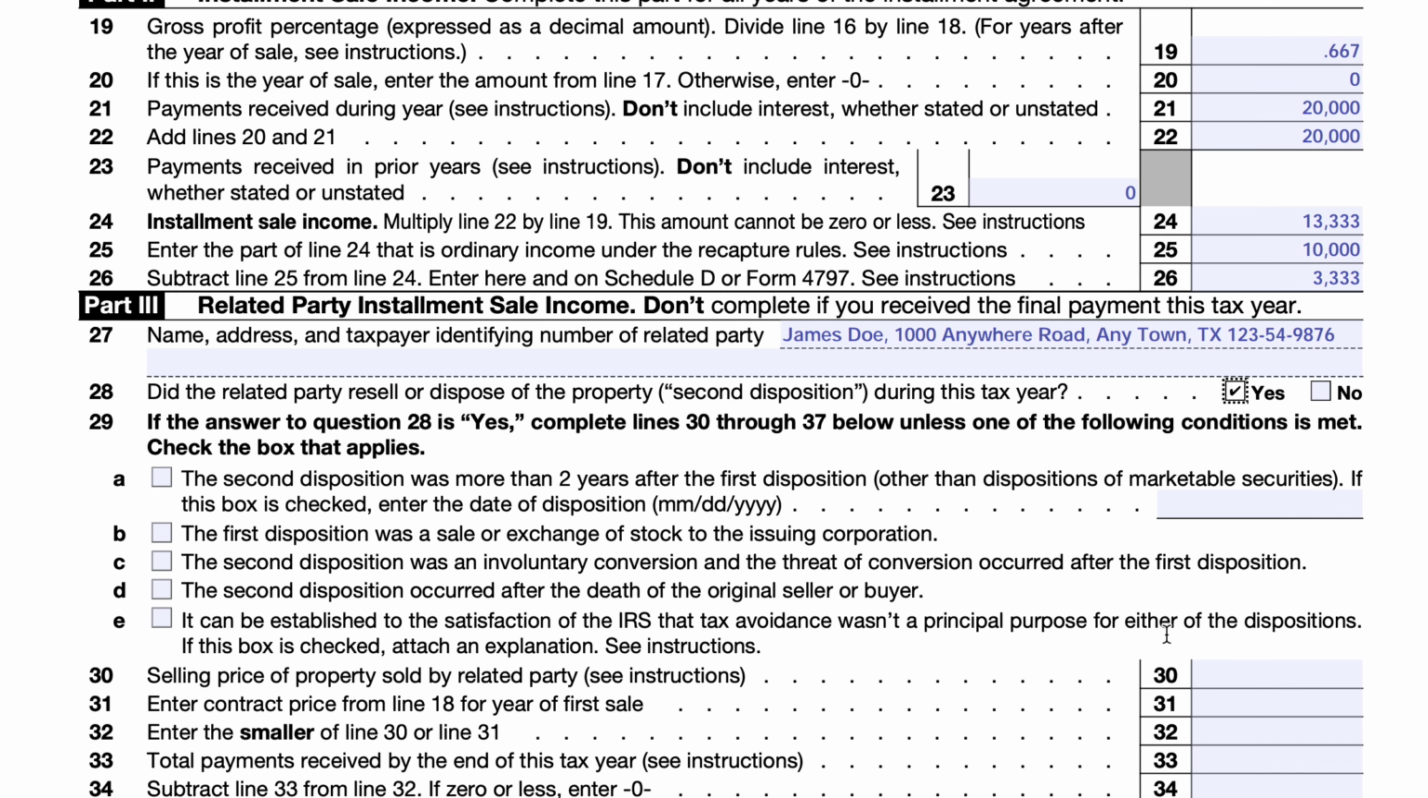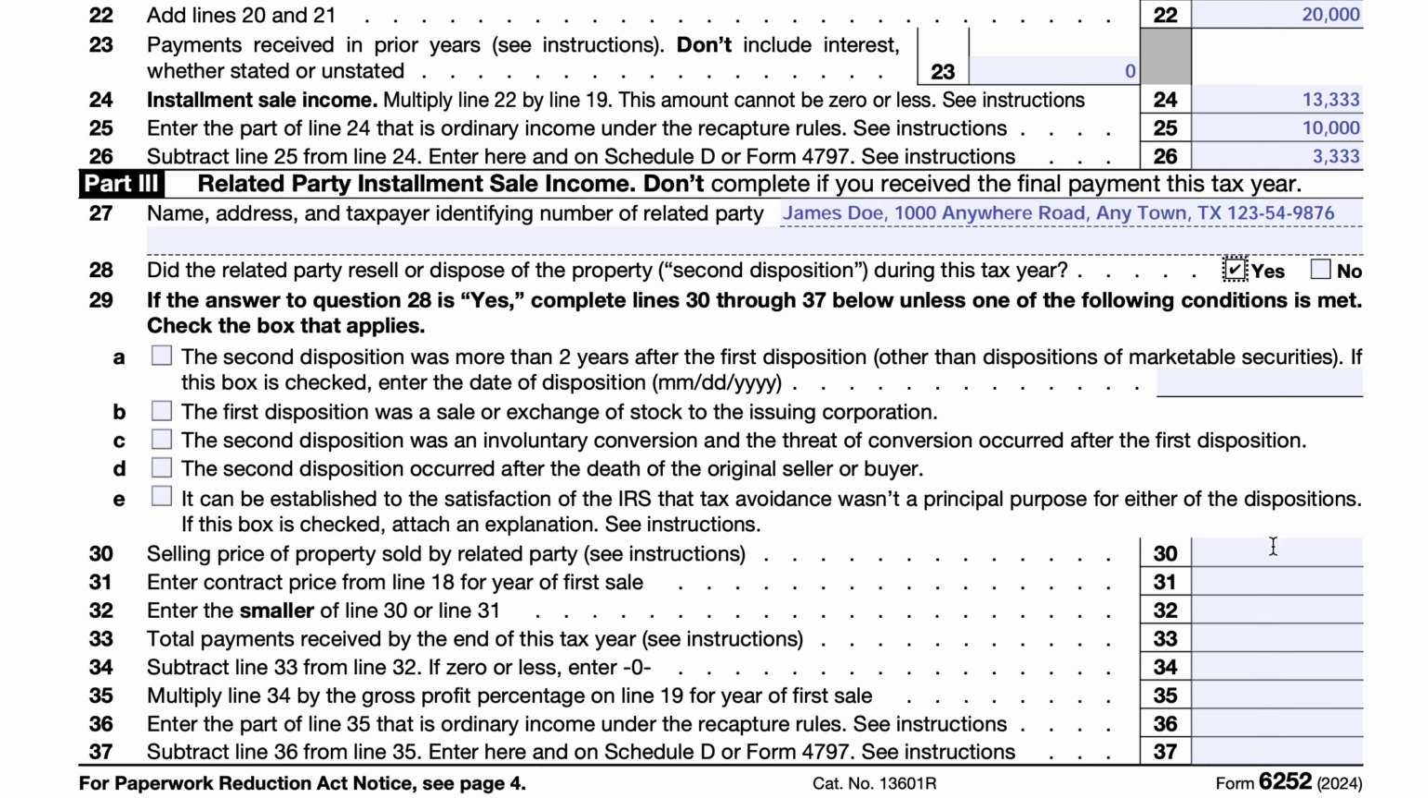So let's just imagine that he doesn't meet any of these criteria, and now we're just going to walk through lines 30 through 37. In this case, we're going to enter Jim Doe's contract price. So let's just say that he had $500,000. He turned around and sold this for a pretty penny.